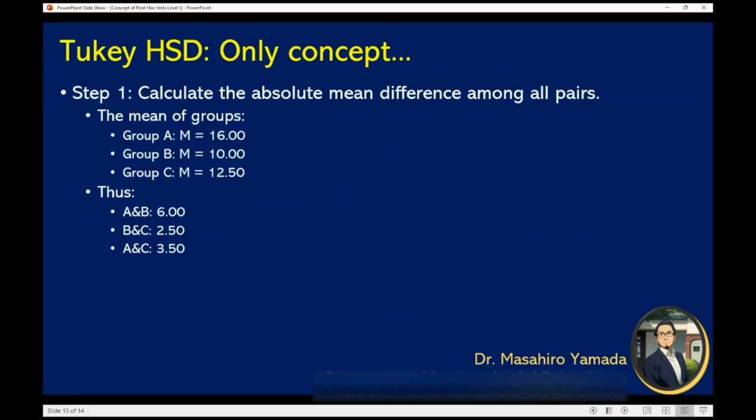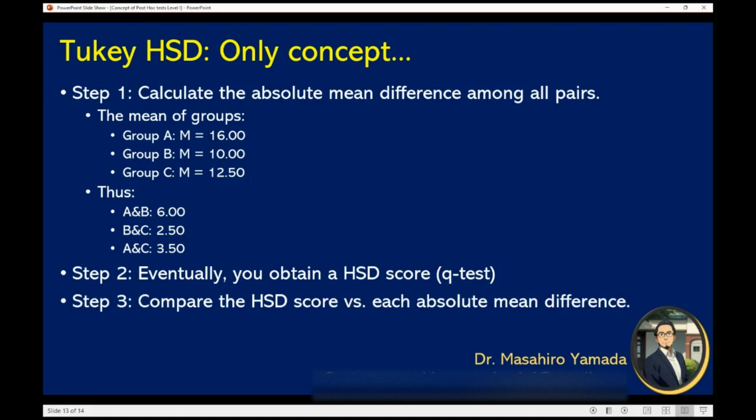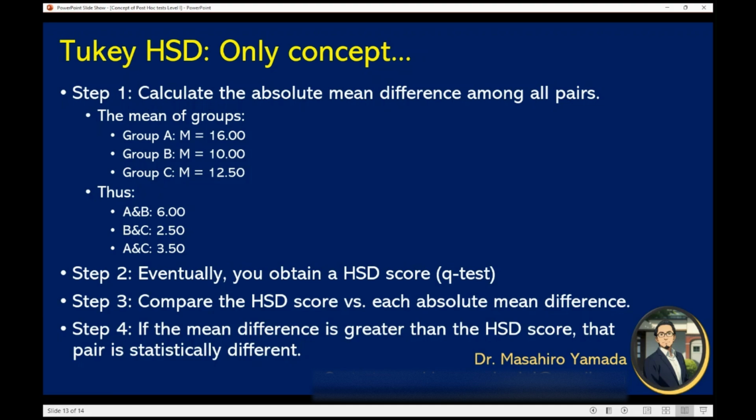What you have to do is first calculate the absolute mean difference among all pairs. Using the same example, when you calculate the mean difference, you would get 6, 2.5, and 3.5. Then when you run the Tukey HSD test, eventually what you obtain is called the HSD score. Then you compare this HSD score versus each absolute mean difference. If the mean difference is greater than the HSD score, that pair is statistically different.